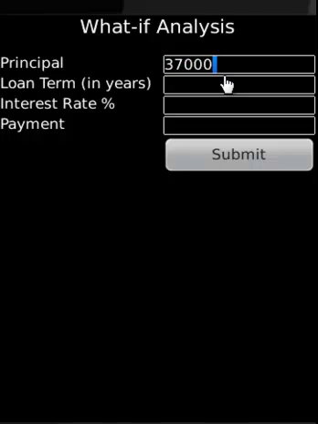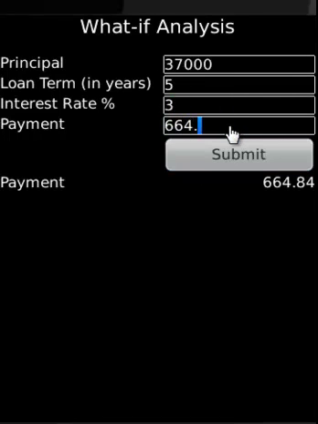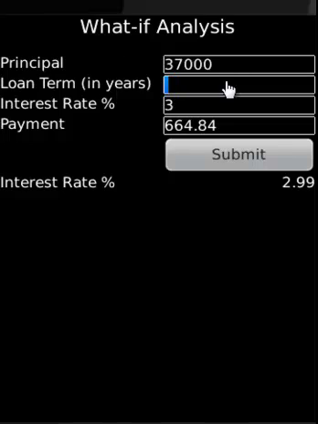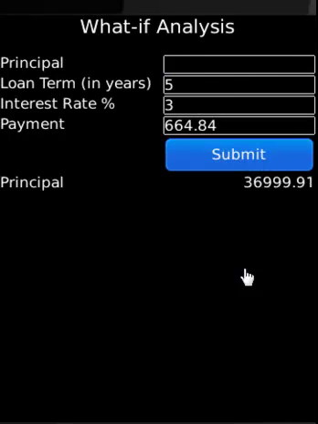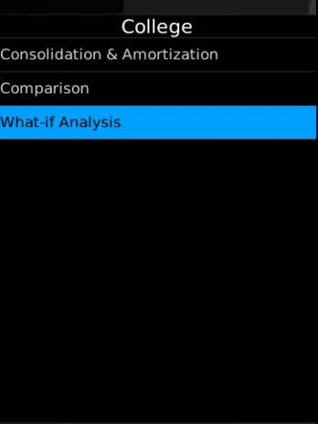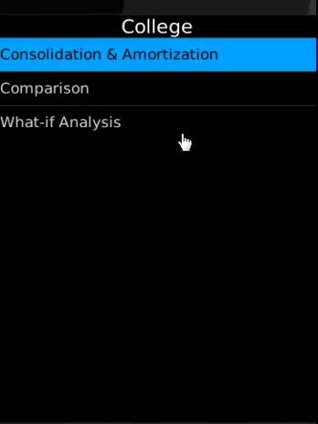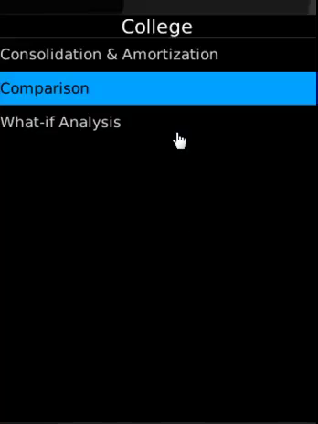So the principal is 37,000, the term is 5 years, and the payment is 664.84. Say we supply that. We want to understand what the interest rate is, and we can also find out the loan term. So we have all the data, and we want to calculate the principal balance, and that's what we get. So we just covered student loan consolidation and amortization, comparison, and what if analysis.